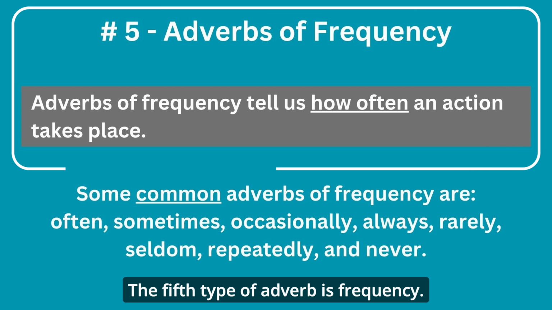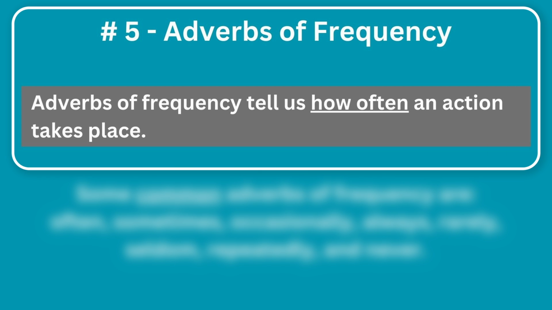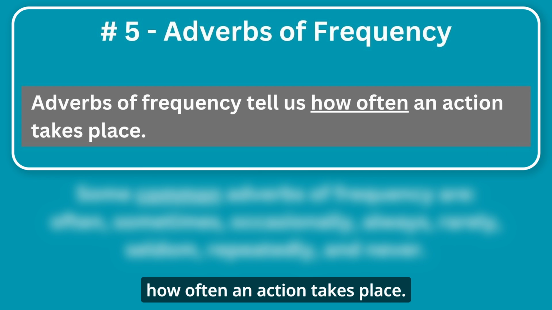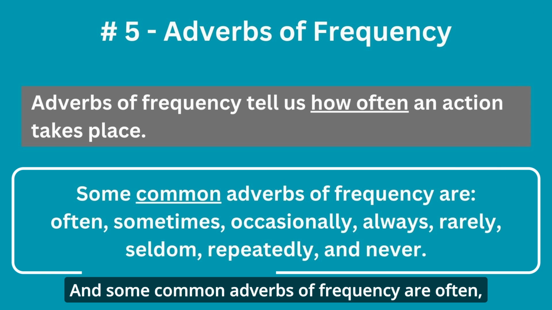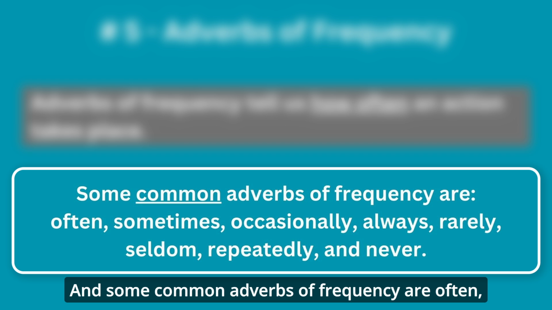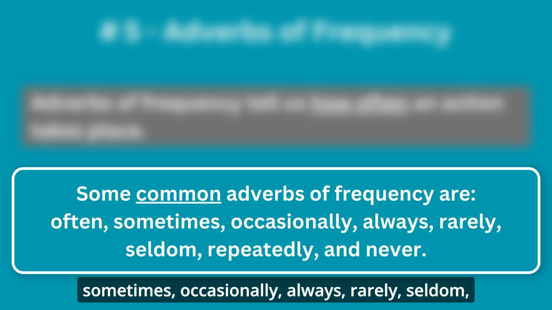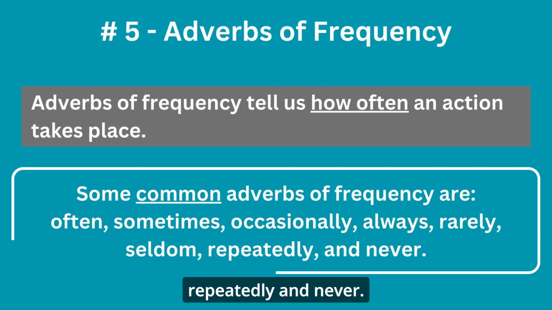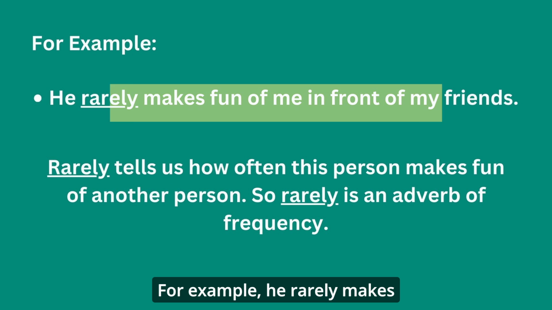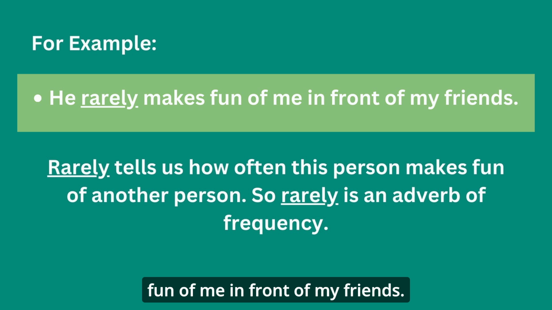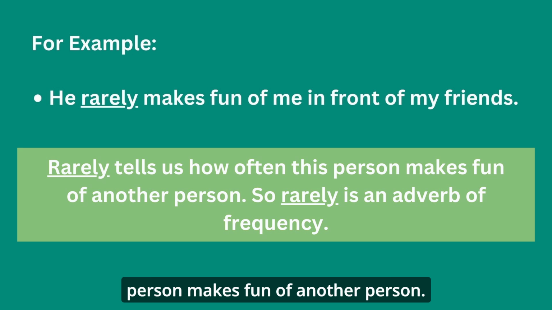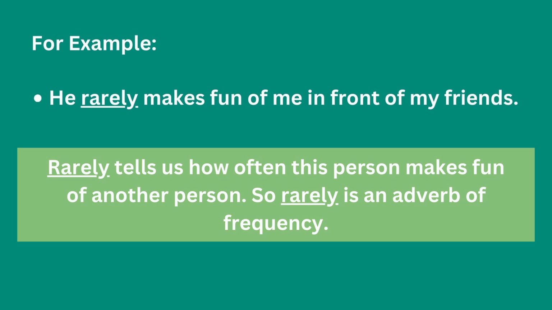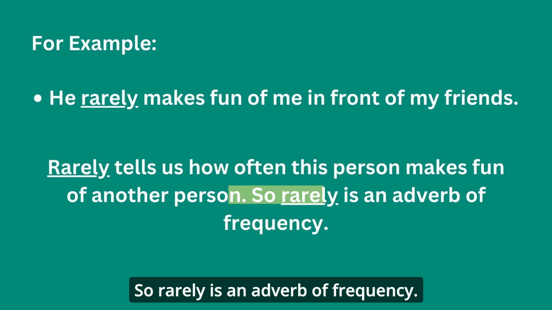The fifth type of adverb is frequency. Adverbs of frequency tell us how often an action takes place. And some common adverbs of frequency are often, sometimes, occasionally, always, rarely, seldom, repeatedly, and never. For example, he rarely makes fun of me in front of my friends. Rarely tells us how often this person makes fun of another person. So rarely is an adverb of frequency.